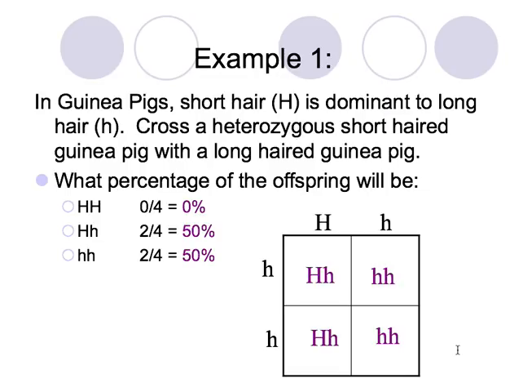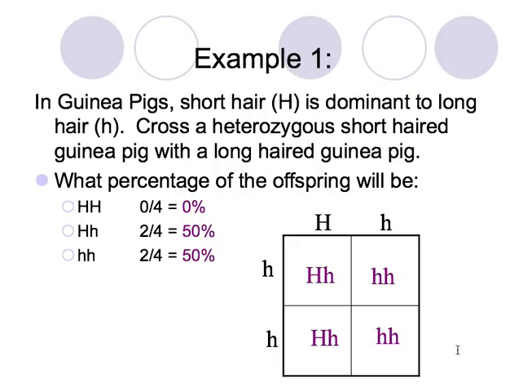So then when we set up our Punnett square and we fill in the boxes, we see that none of our babies, 0% of our babies, have the genotype big H, big H. But half of our babies, 50%, 2 out of 4 boxes, have the genotype big H, little h, and 2 out of 4 boxes, or 50% of our offspring, have the genotype little h, little h.